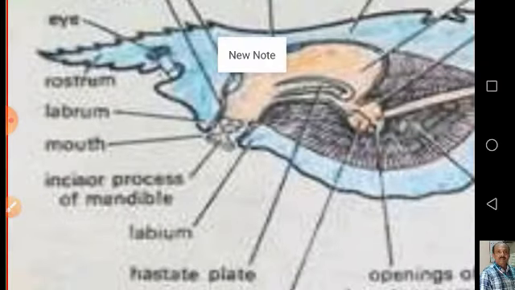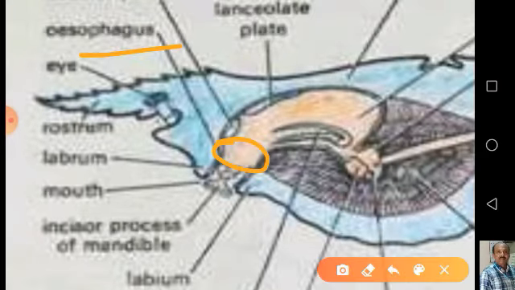Now the buccal cavity leads into the esophagus. You can see the esophagus here. Of course, the esophagus is short but wide. It runs vertically upwards from the buccal cavity up to the floor of the stomach. So this portion is called the stomach. So up to the floor of the stomach, the esophagus extends vertically.